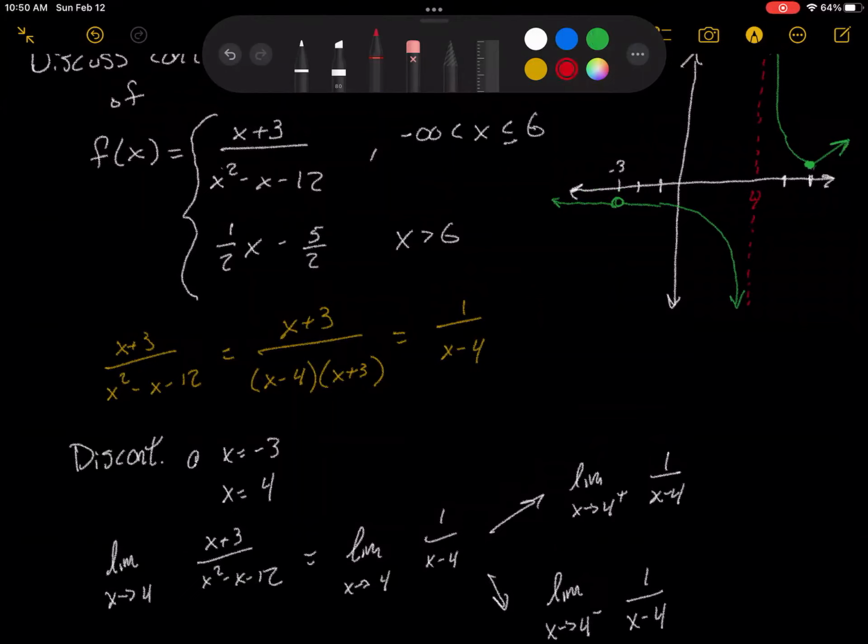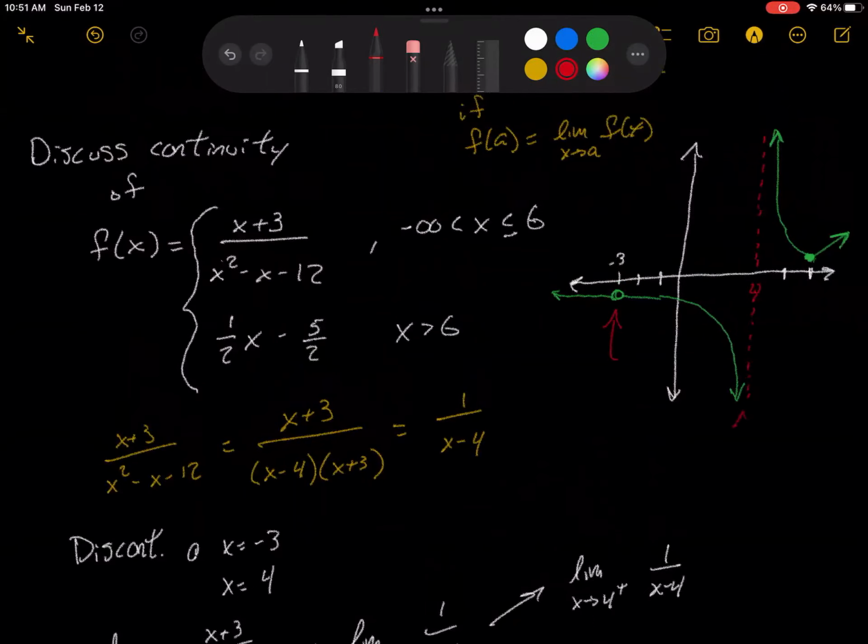So let's summarize. I have a discontinuity at -3. My limit existed, but it did not equal my function value. My function value does not exist there. I have a discontinuity at x is equal to 4 because my limit didn't exist. My function didn't exist, right? It was a non-removable discontinuity. It was a vertical asymptote.